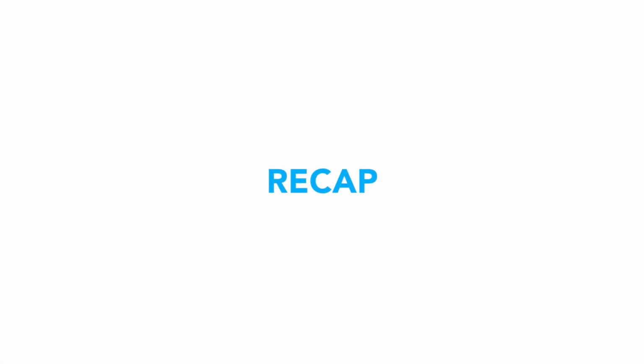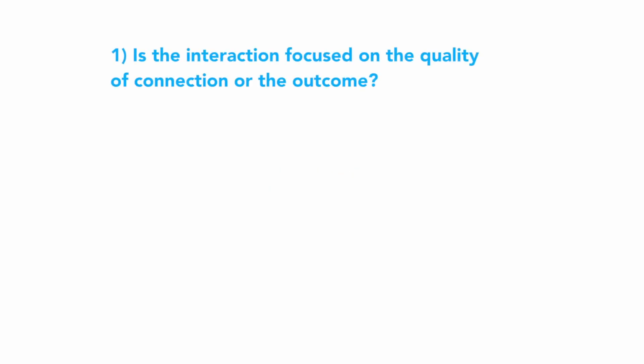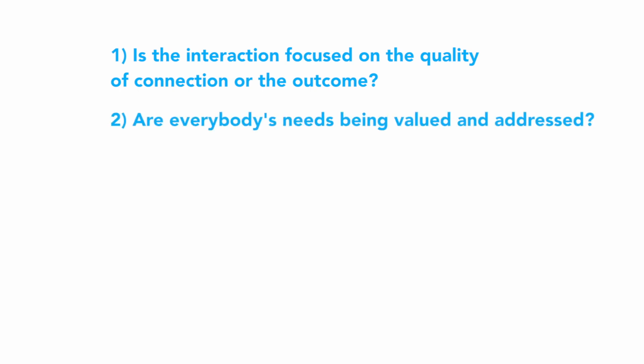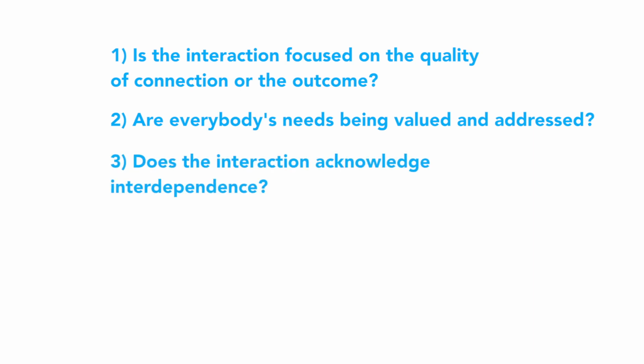Okay. So those 5 questions again. Is the interaction focused on the quality of connection, on the relationship, rather than any desired outcome? Number 2, are everybody's needs being valued? Is there a sense that everybody's needs are being valued and that they're being met, they're being addressed? Number 3, does the interaction acknowledge mutuality? Does it acknowledge interdependence, as we said?